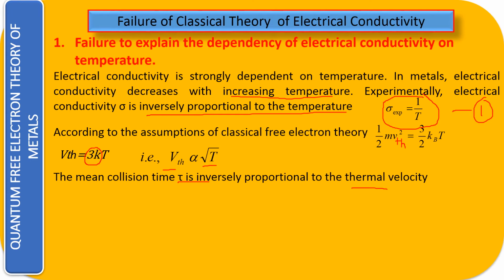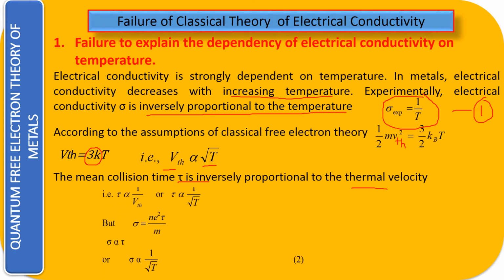Naturally, if the velocity is more, the average time taken will be less, because it will be traveling very fast. So in no time it will travel from one lattice to another lattice, second to third lattice. So naturally it is going to be less. If the velocity is going to be less, then it is going to take more time. So what we can say is, the mean collision time tau is inversely proportional to the thermal velocity.